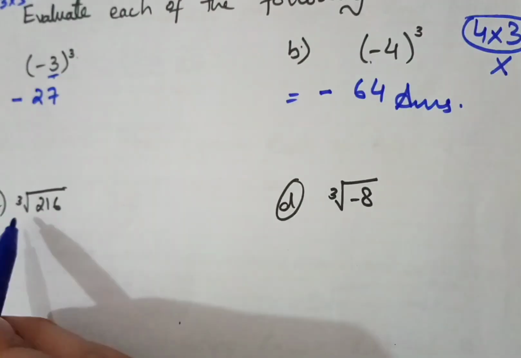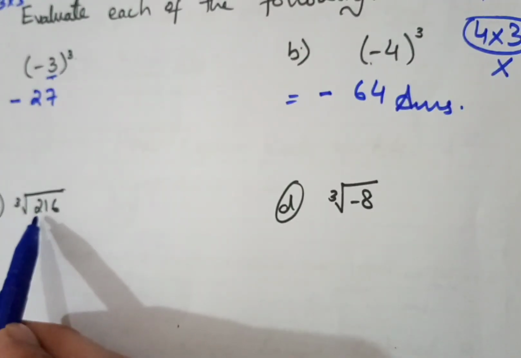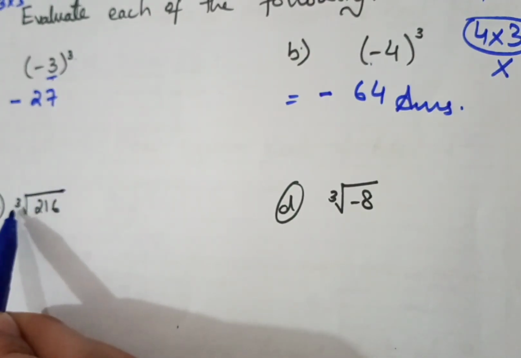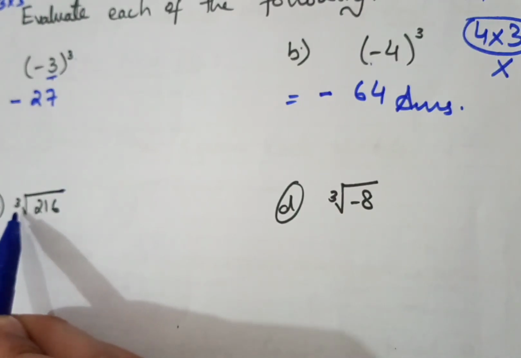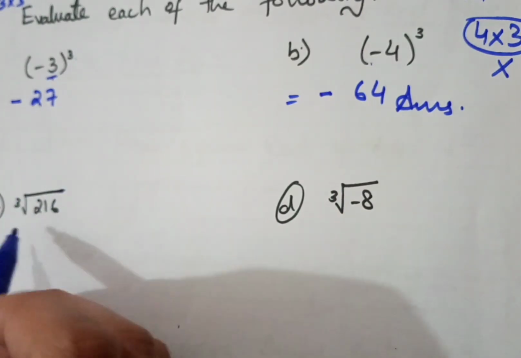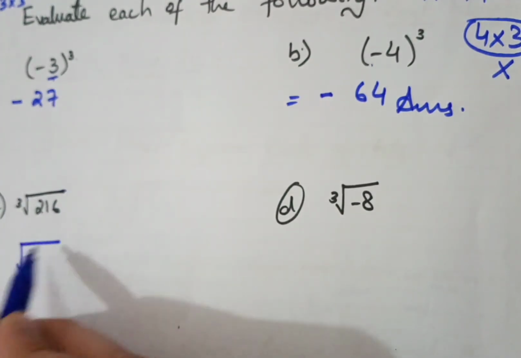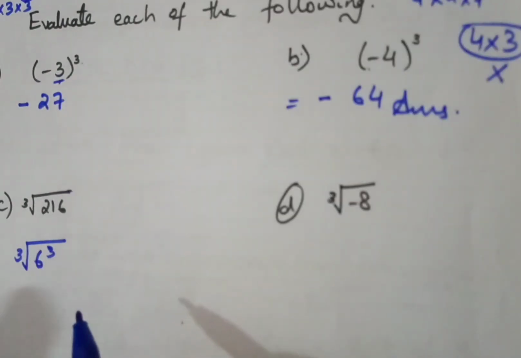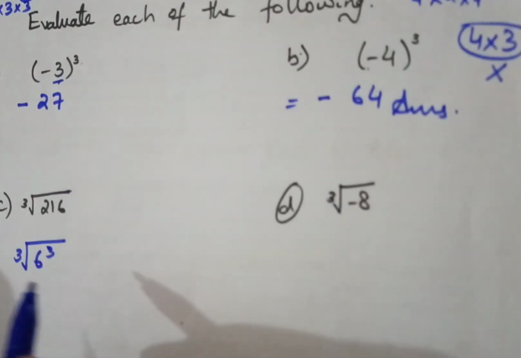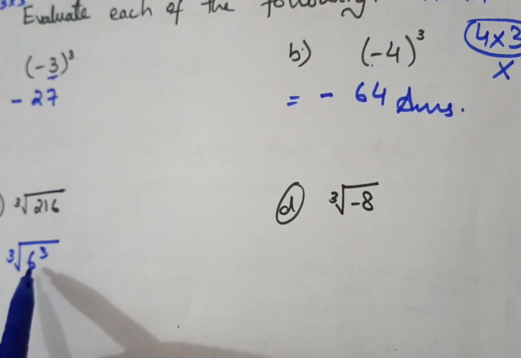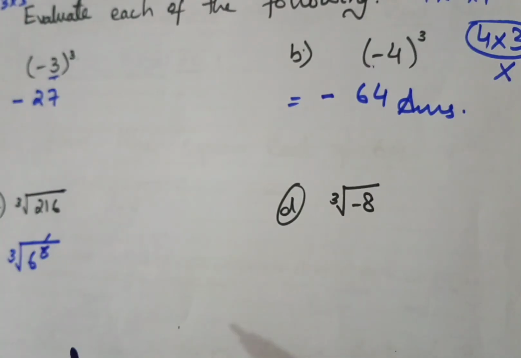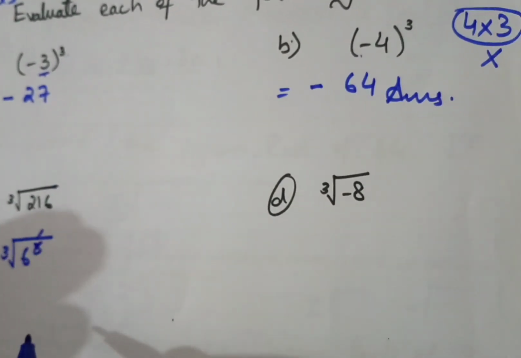Now in part C, we have the cube root of 216. When the root sign has a power 3 on this side, that means it is a cube root. So 216 is a perfect cube of 6. If you recall the cube table that we learned in the first chapter, you know that 216 is a perfect cube of 6. Now this cube root and the 3 undo each other, meaning they cancel each other, and we get the answer 6.